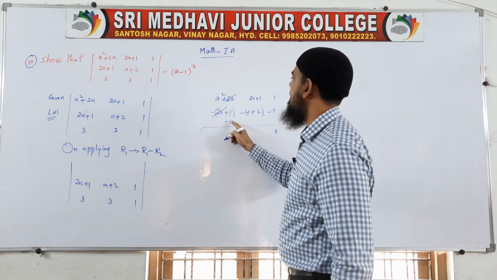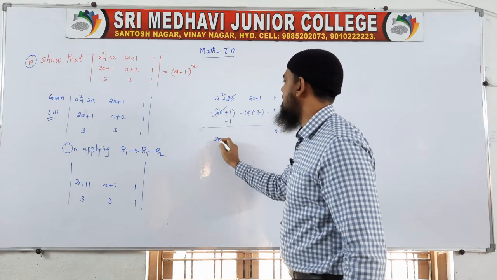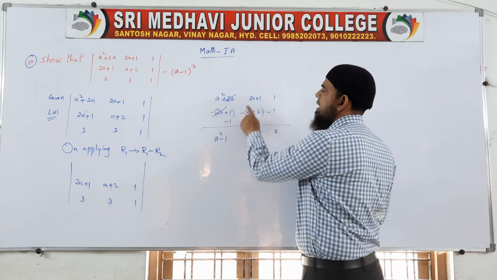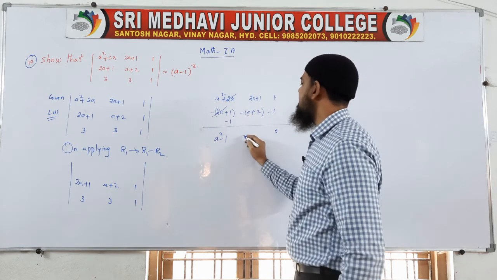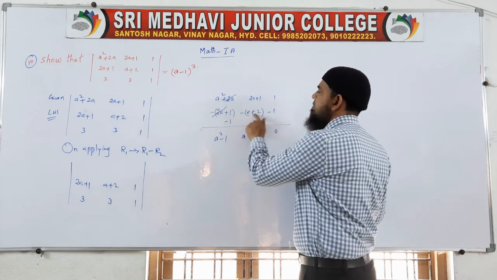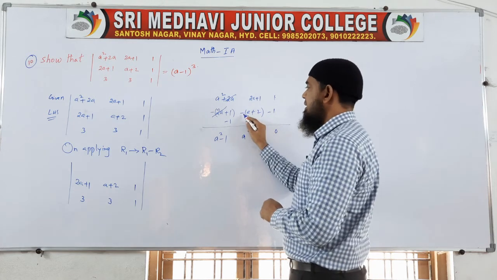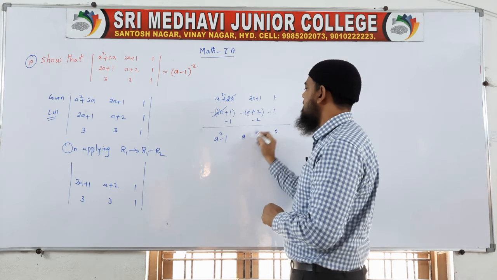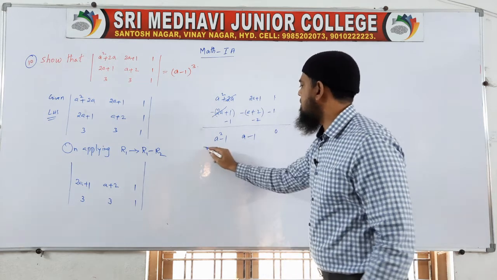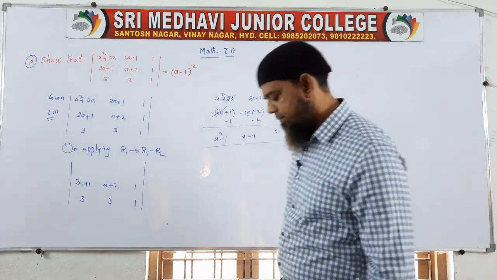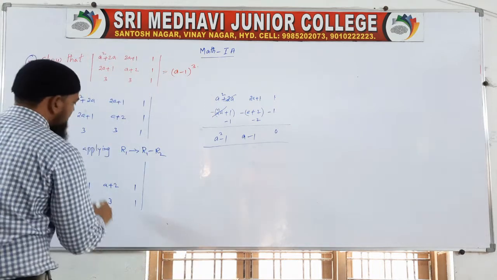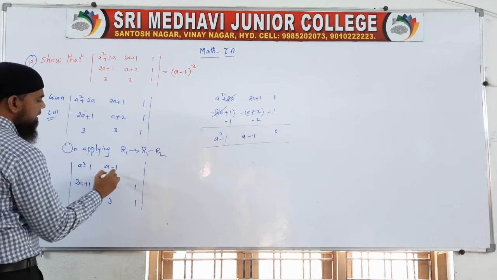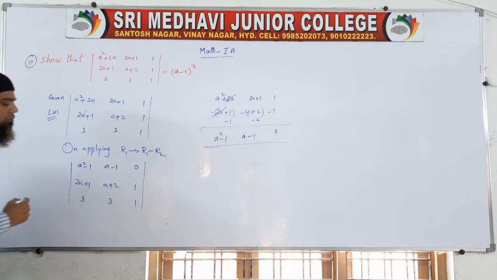So I am writing here it is minus 1. a square minus 1. These are left here. Minus a, here plus 2a. 2a minus a, what happened? 2a minus a means that is a. It is minus 2, because inside of the bracket we have to multiply with minus. Minus 2 here plus 1, here minus 2 means what? Minus 1. So this one we have to write in place of R1: a square minus 1, a minus 1, 0.